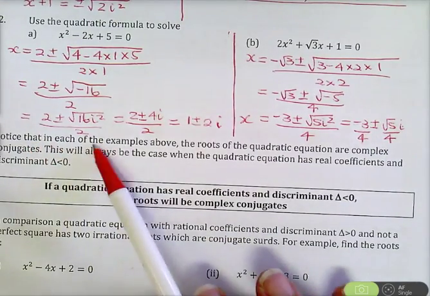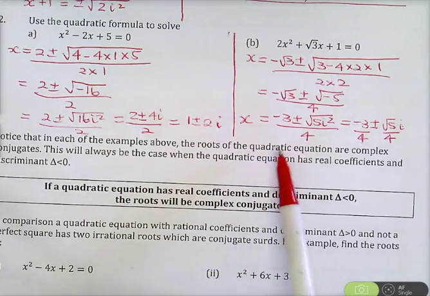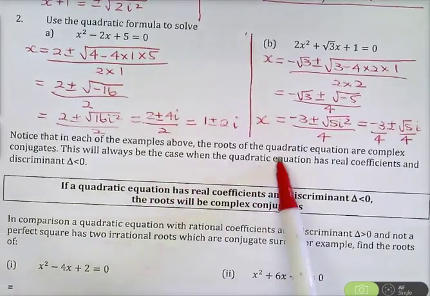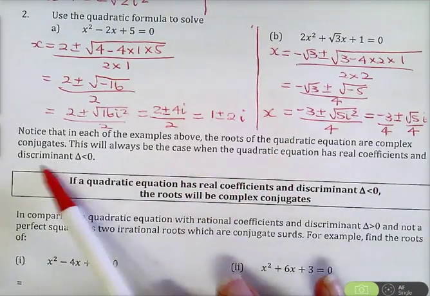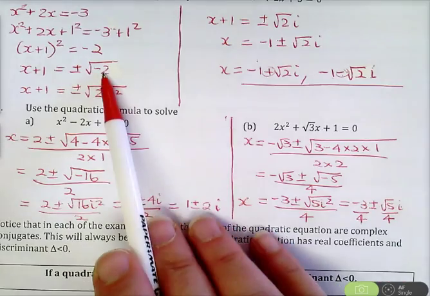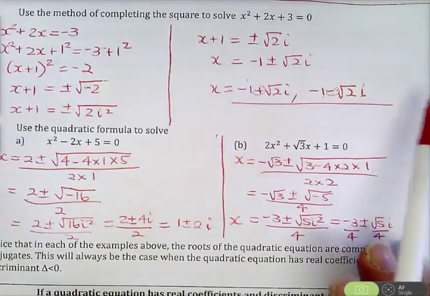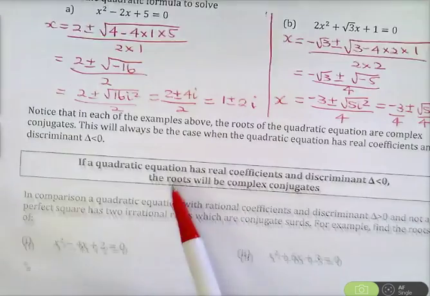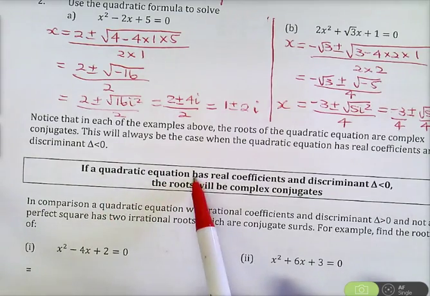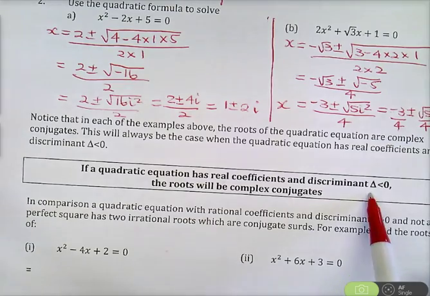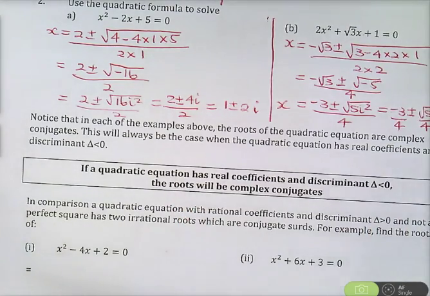So notice that in each of the examples above, I've got 2 roots, and they are complex conjugates, and this will always be the case when the quadratic equation has real coefficients and discriminant less than 0. So here my discriminant's negative 2. Here my discriminant's negative 16, here my discriminant's negative 5. So, if a quadratic equation has real coefficients and the discriminant, which is b squared minus 4ac, is less than 0, the roots will be complex conjugates of each other.